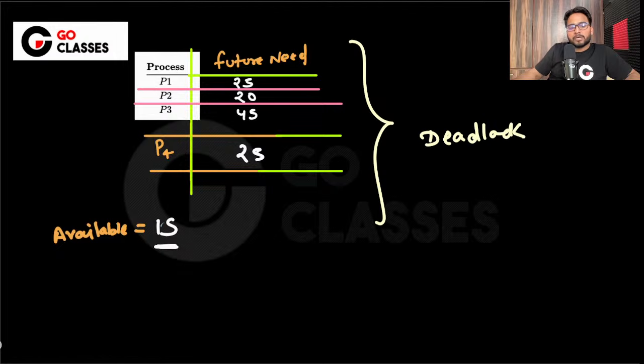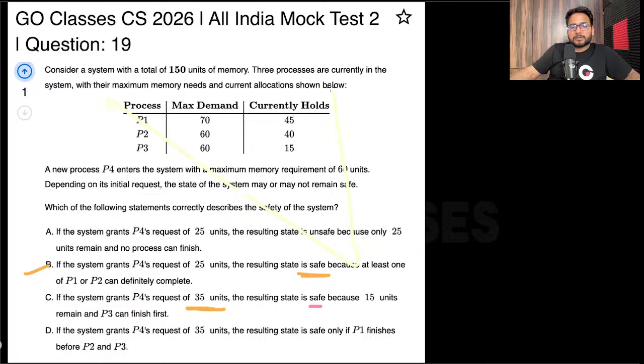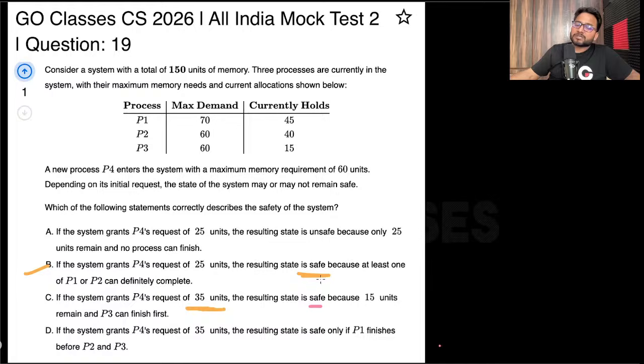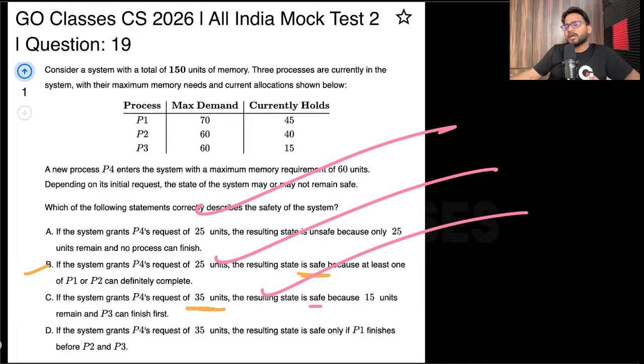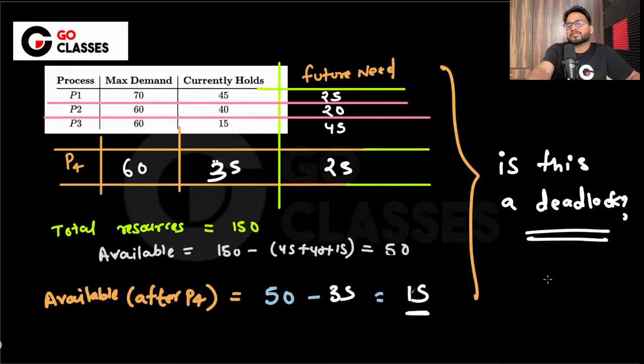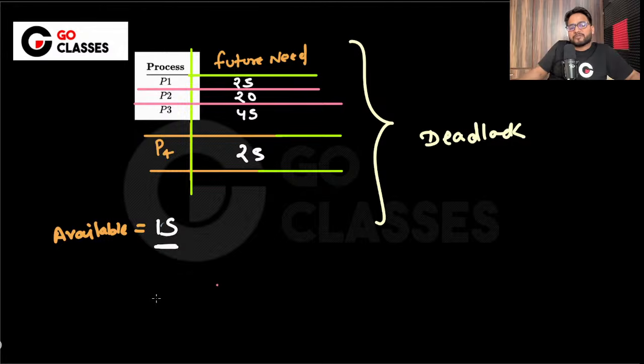Just forget about this question. Suppose we are not solving it. Suppose this question is done, we have found the answer is B, and let's just move on. Now we are discussing a concept that is not dependent on this question. Let's suppose we just want to understand the concept of unsafe state, what is unsafe state and what is deadlock.